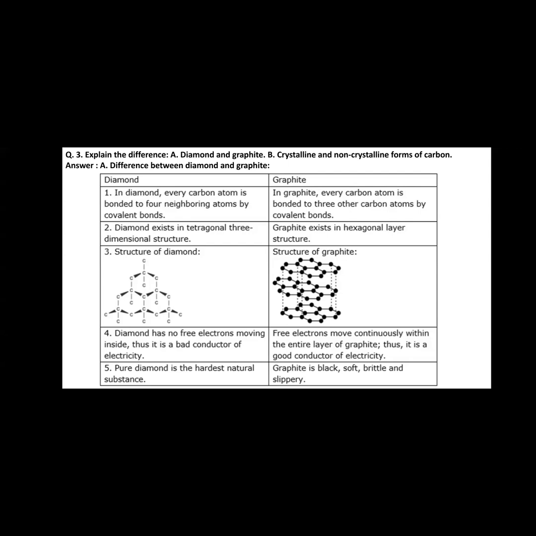The next one is the fifth difference: pure diamond is the hardest natural substance, but graphite is black, soft, brittle, and slippery. Diamond is very hard, but graphite is not. Graphite is black in color; it is soft, brittle, and slippery. So these are the five differences.